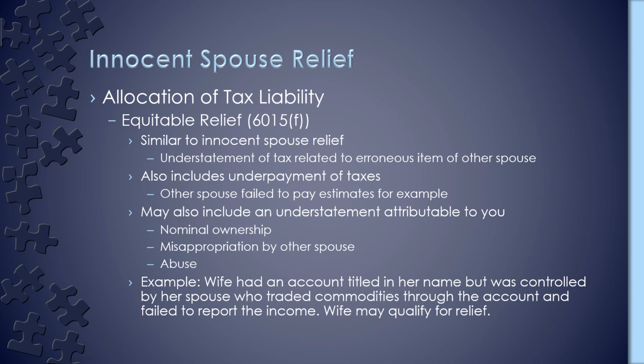And finally, in cases of abuse. I threw in an example here just to make a little bit more sense of nominal ownership. There was a case where a wife had an account that was titled in her name, but her spouse set it up without her knowledge, and he was trading commodities futures through it. And he just didn't report the income. So she would qualify for relief.